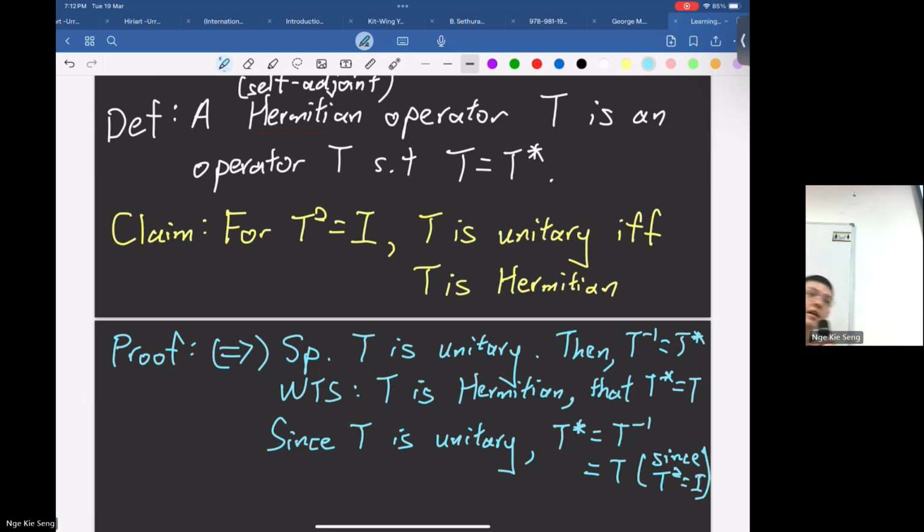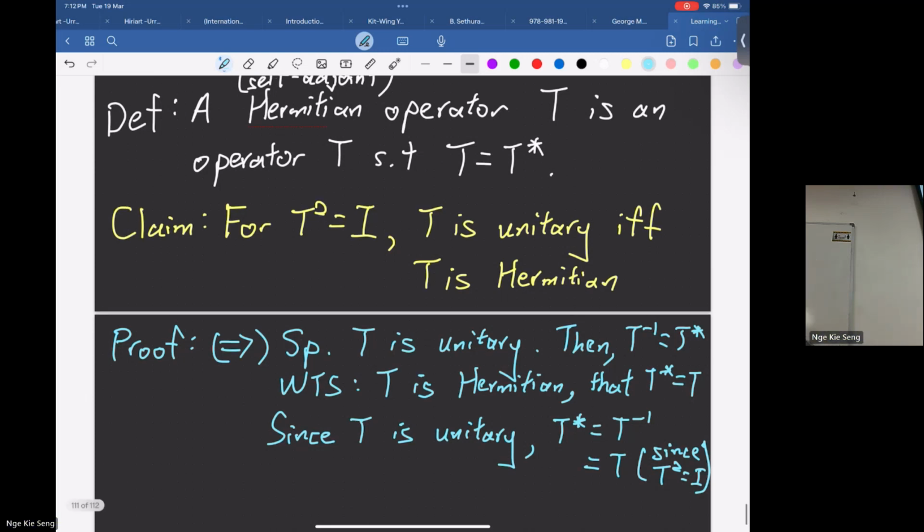So we are done. Remember last time we showed that the inverse of an element is unique, right? So T is the element that makes T into identity. So T is the inverse. Okay. Make sense? Any question?